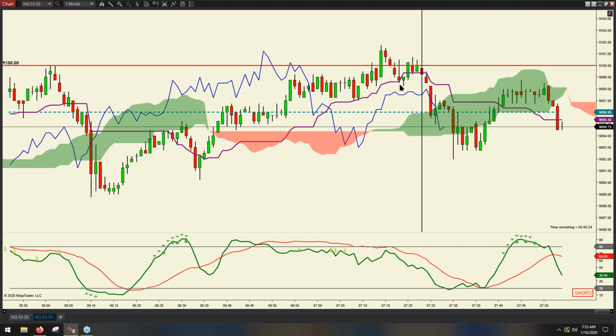Generally, when price is above the cloud, you're looking for buys. When price is below the cloud, you're looking for shorts. So if you're going against the cloud, then you're going to use the cloud as your target area.